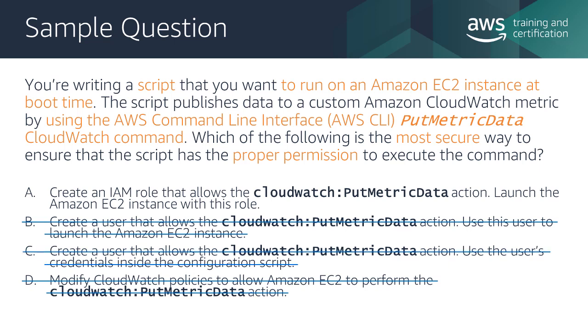Option C is eliminated. It actually might work. You could create a user that allows the actions and then embed those users' credentials into the configuration script. But in this case, that's not secure. And one of the questions is, what's the most secure way? So the most secure way is option A, and this is the textbook answer. You create a role, the role allows the action, you launch the instance into that role, and that way when the action is executed, the instance has the credentials to execute that, but those credentials are temporary, hence more secure. They automatically rotate every 30 minutes.